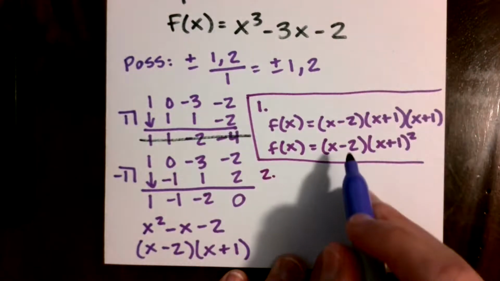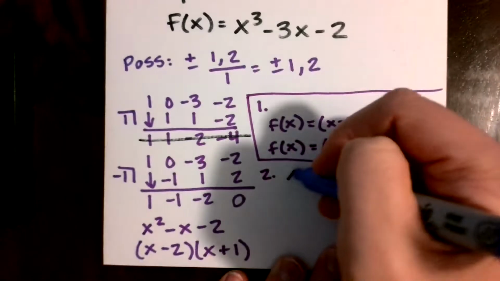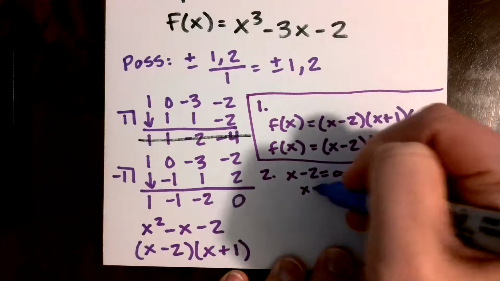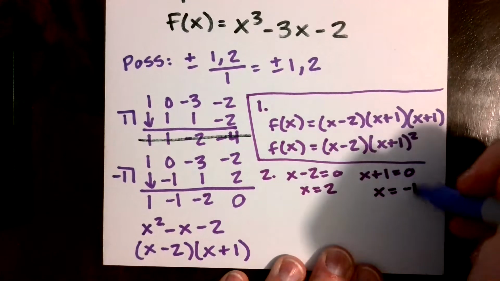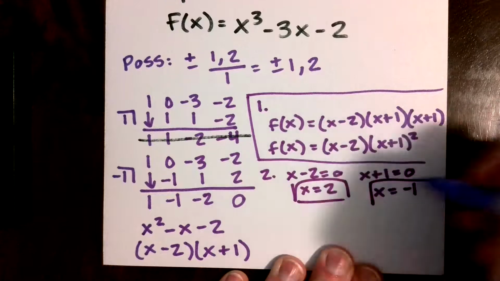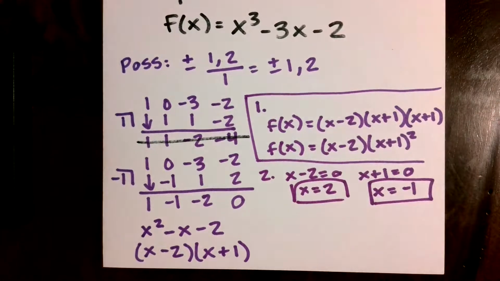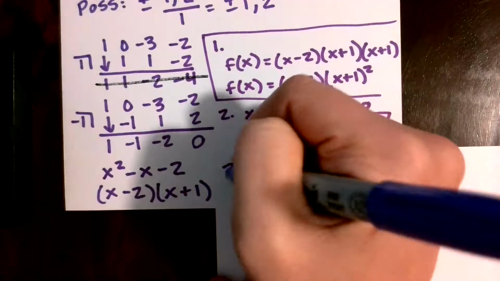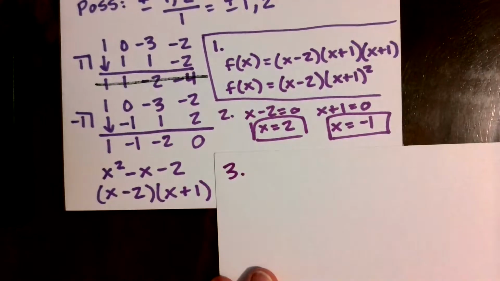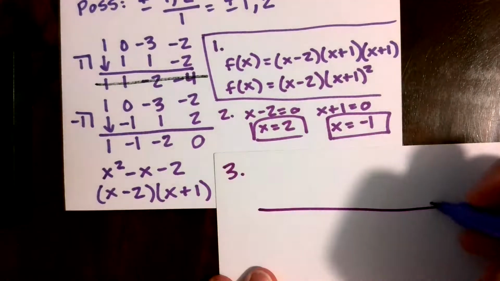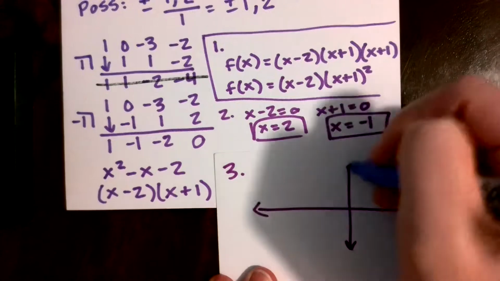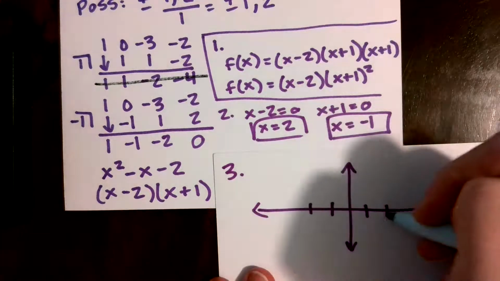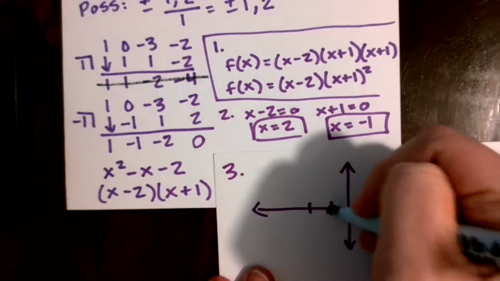For part 2, I'm setting each of those factors equal to 0. So I've got my x minus 2 equals 0, my x plus 1 equals 0. So we get our x-intercepts of 2 and negative 1. Not sure why I circled all of that first part and then only, whatever. So then our last part, part 3, graphing what we've got. So we've got our 2 x-intercepts, 1 at 2 and 1 at negative 1.